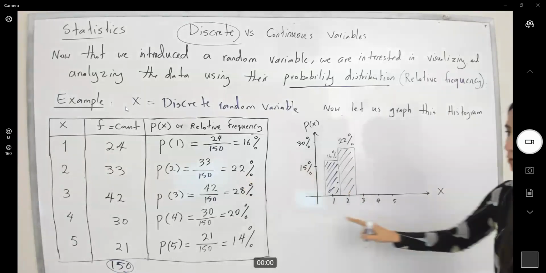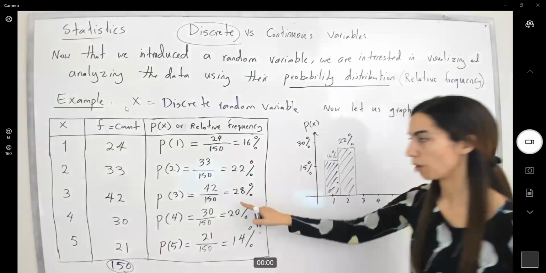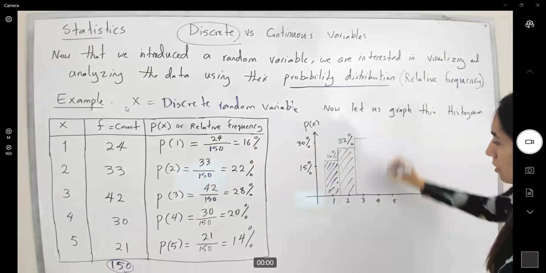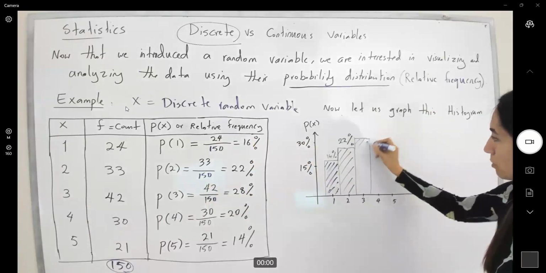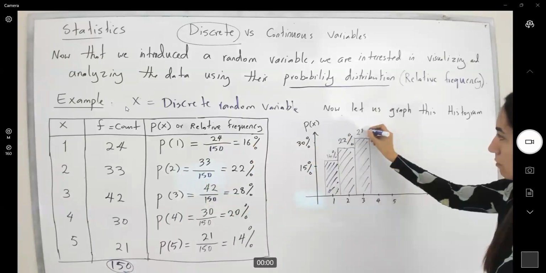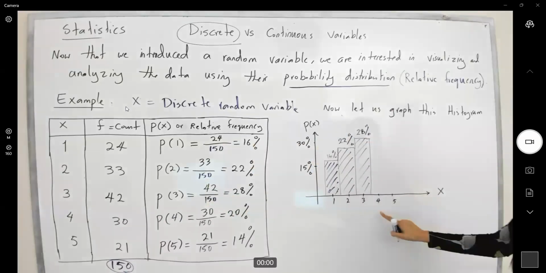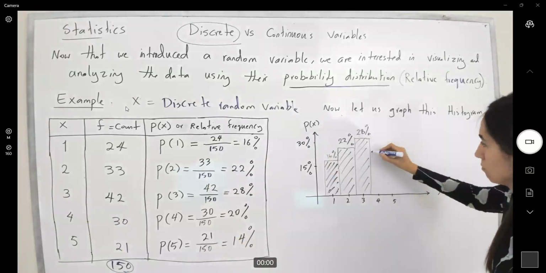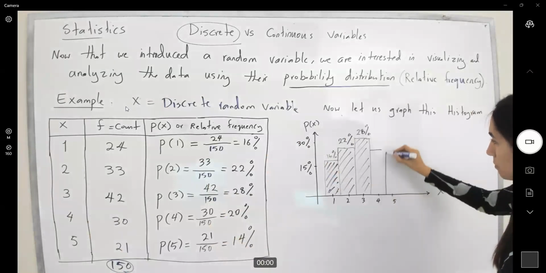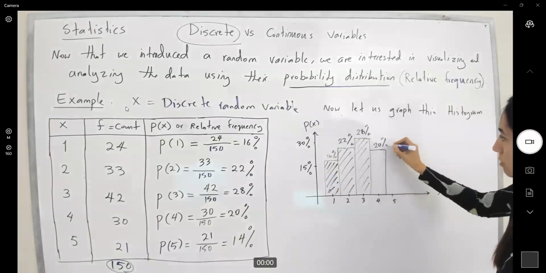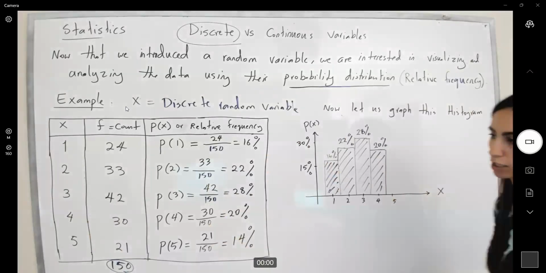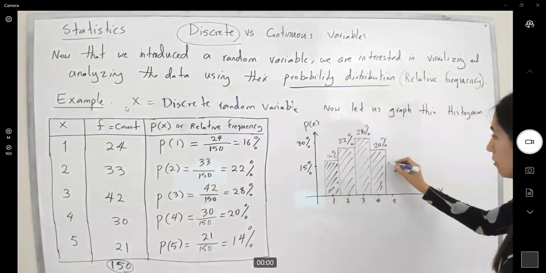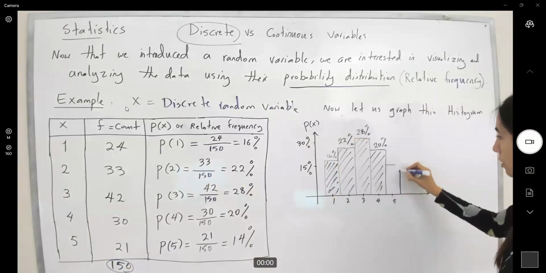When x is equal to 3, its probability is 28%. Okay, let's just move up, 28%. When x is equal to 4, its probability is 20%. Okay, just roughly here, 20%. And finally, when x is equal to 5, its probability is just 14%. So it's going to be roughly here. The last bar.